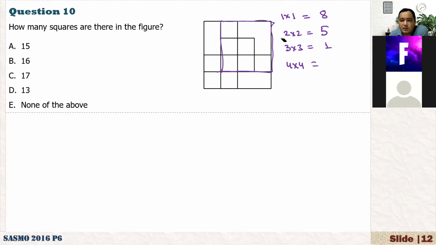Oh, actually, 1 by 1, it should be 9 here. 1, 2, 3, 4, 5, 6, 7, 8, 9. It is 9. Anyway, that's it. And we have one more, right? 4 by 4, the biggest square. And 4 by 4, we have only 1. So altogether, how many? 9 plus 5, 14, 14 plus 2. So altogether, here we have 16 squares.